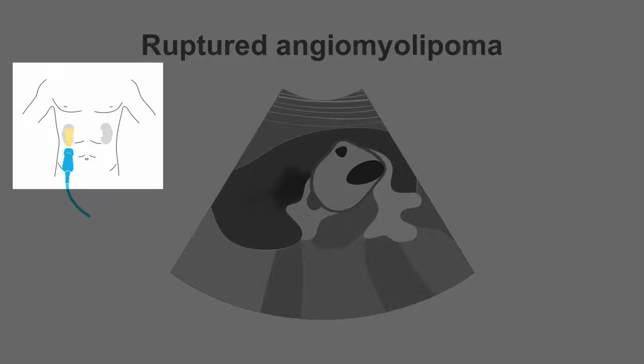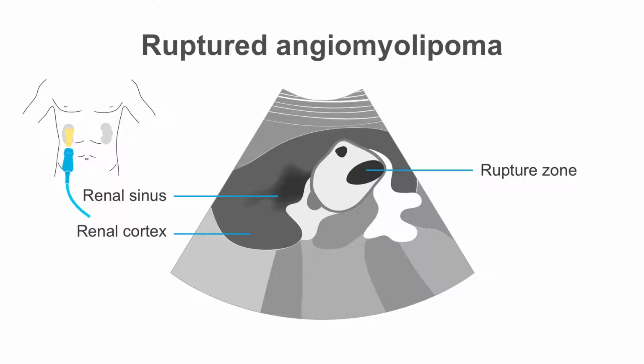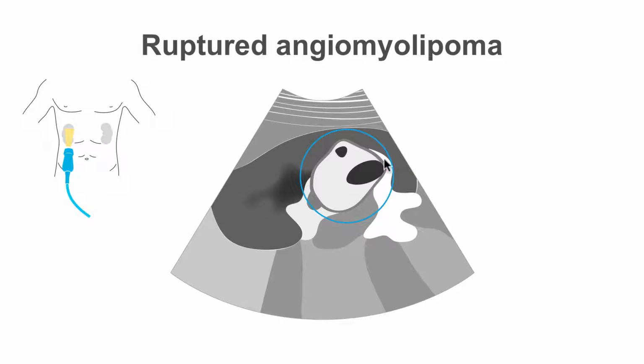Here we are looking at a cross-section on the right kidney where we see the renal cortex and the renal sinus. We can also see the hyperechoic structure of an AML, which shows a hypoechoic lesion. This is a rupture zone. The bleeding was contained within the kidney because we don't see any free fluid around the kidney.